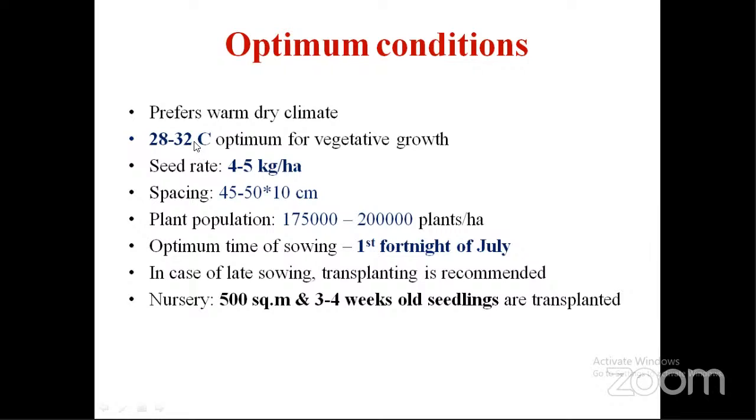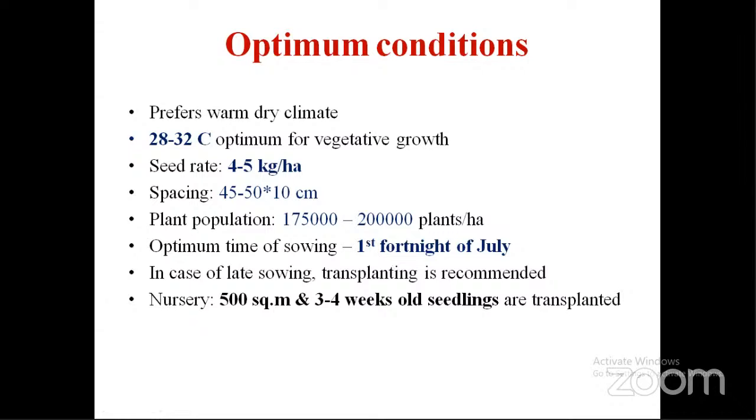Optimum conditions required for bajra: generally it prefers a warm and dry climate, and 28 to 30 degrees centigrade is optimum for its vegetative growth. Seed rate required is 4 to 5 kg per hectare, and spacing is 45 to 50 centimeters row to row and 10 centimeters plant to plant. Optimum plant population is 1,75,000 to 2 lakh plants per hectare. Optimum time of sowing is the first fortnight of July. But in case of late arrival of monsoon, transplanting is recommended because it saves 1 month of time.